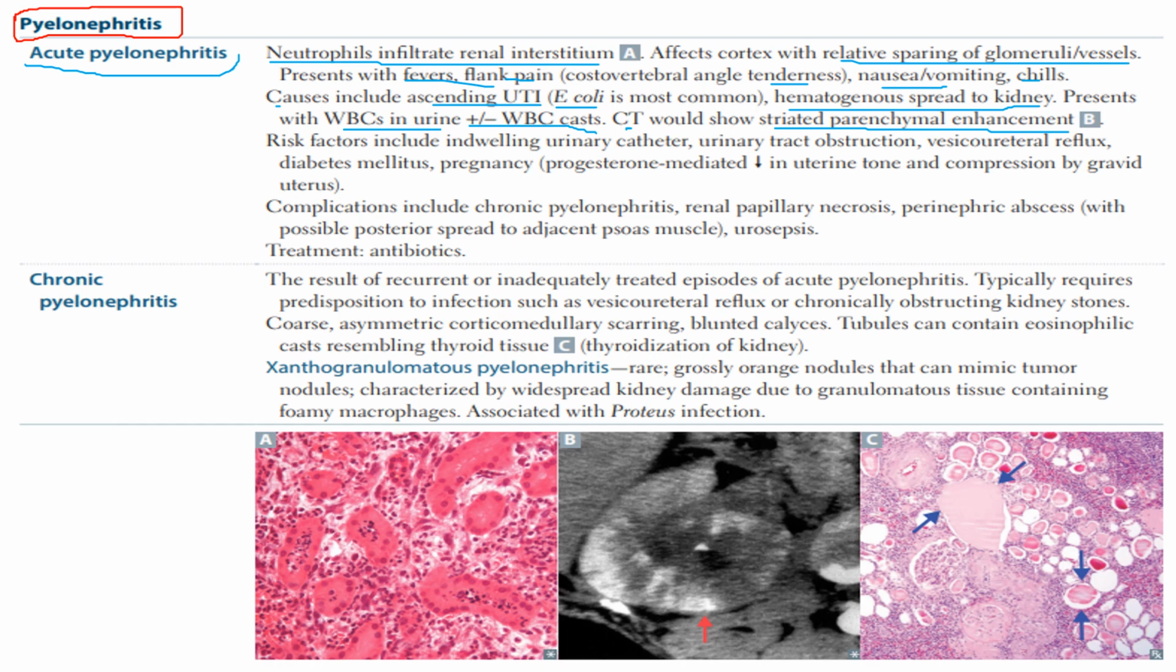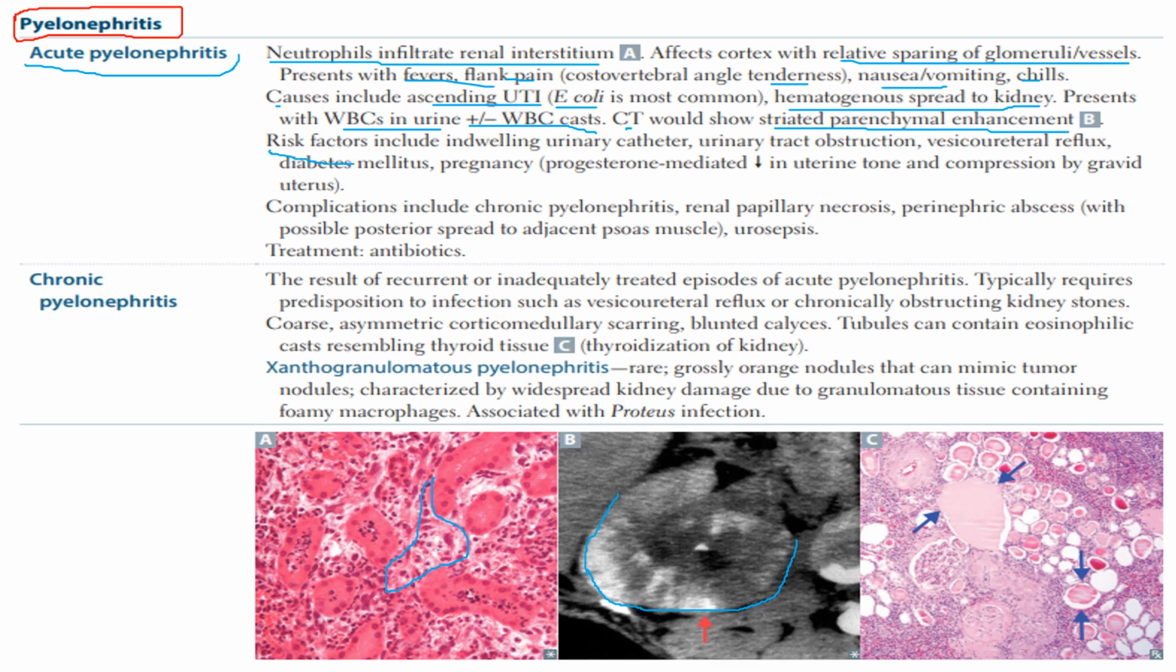As you can see in this image, it shows striated parenchymal enhancement on the CT, and in this image we can see the neutrophil infiltrate in the interstitium of the kidney. As you can see, these are the infiltrates, neutrophils in the interstitium.